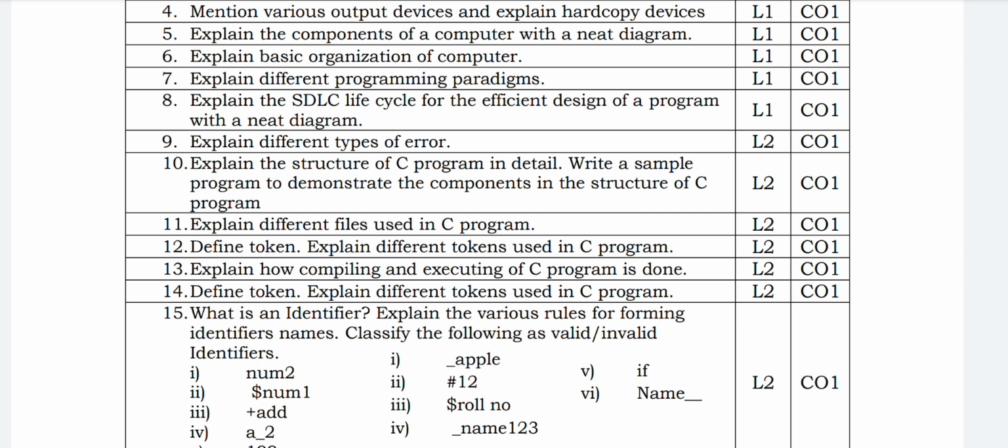10th question, explain the structure of C program in details. Write a sample program to demonstrate the components in the structure of C program. 11th question, explain the different files used in a C program. 12th question, define a token. Explain the different tokens used in C program. 13th question, explain how compiling and executing of a C program is done.